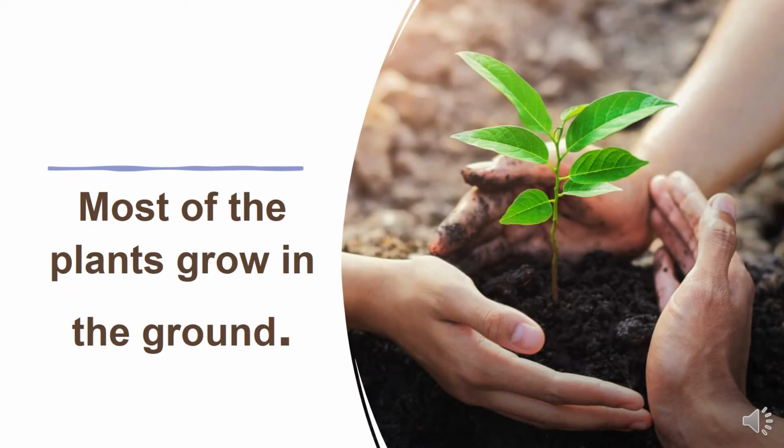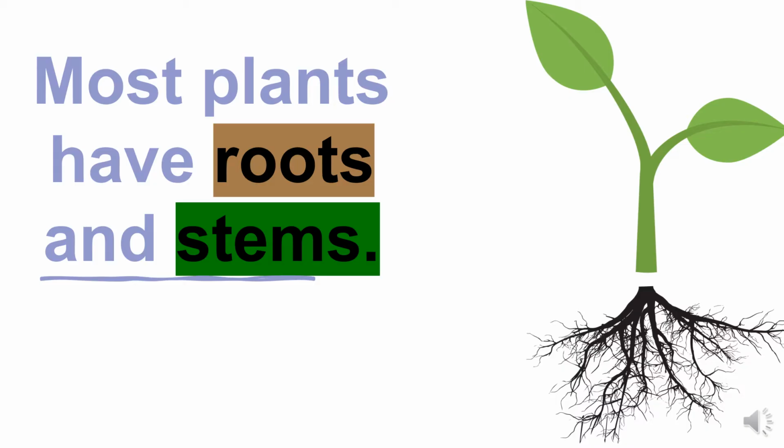Most of the plants grow in the ground, and this is what I said. Their roots are found in the ground, and from the ground they get the water and nutrients they need. Most plants have roots and stem. So the roots are in the ground or underground, the stem is up, and the leaves are from top.